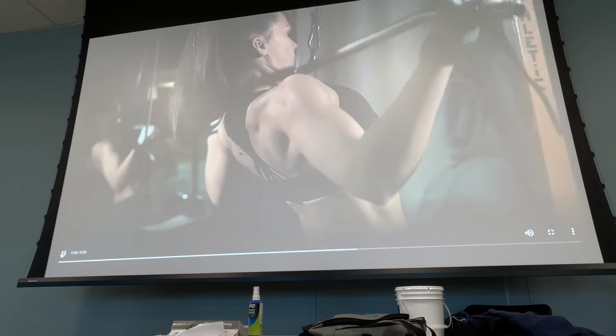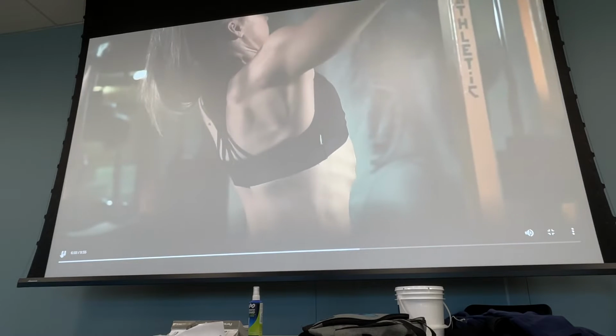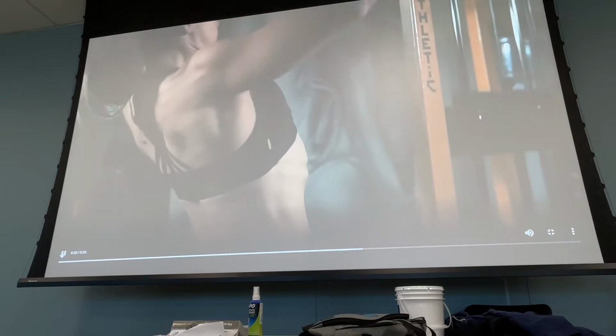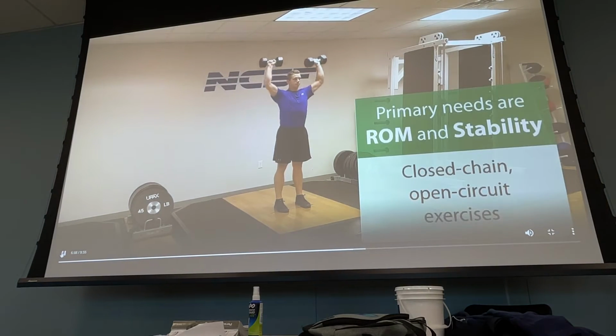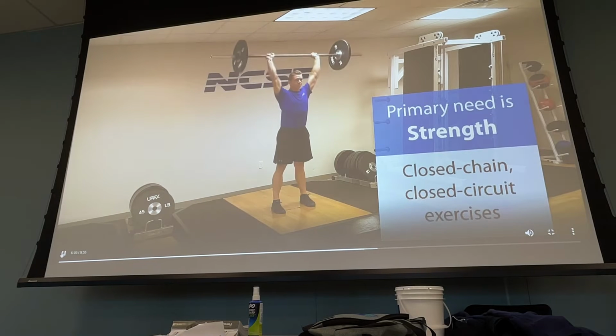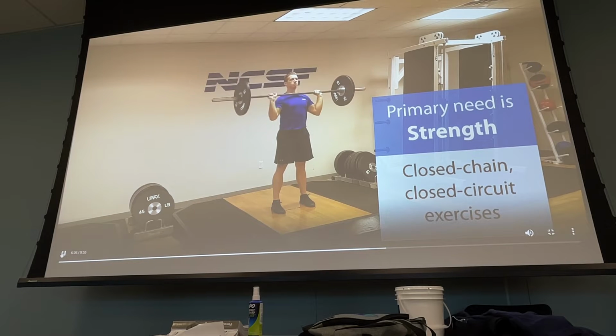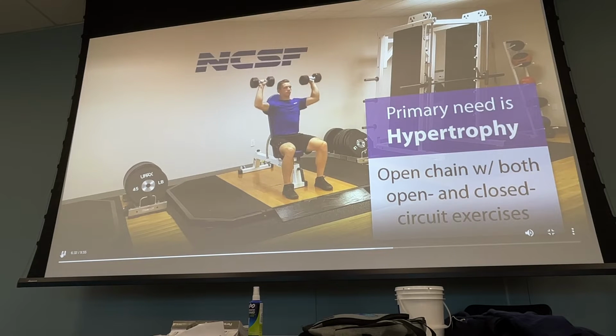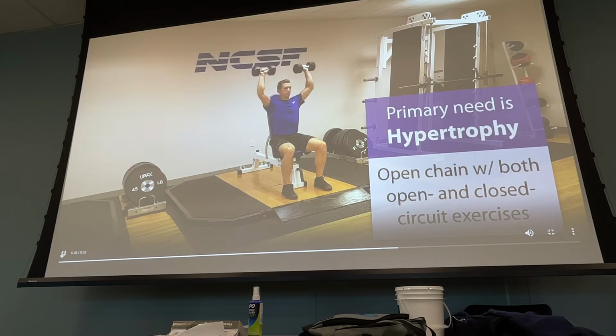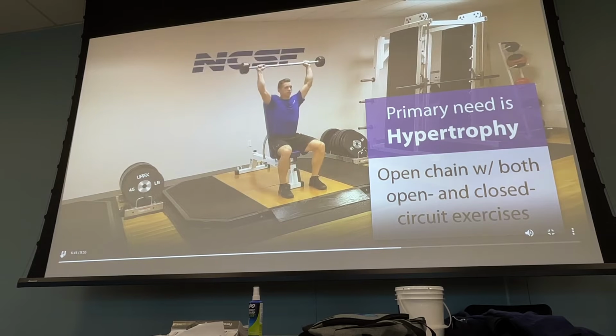As mentioned, chains and circuits should be manipulated to meet a client's specific needs. Consider the following practical applications. When the primary needs are range of motion and stability, closed chain open circuit exercises are the best choice. Here being the standing dumbbell press. When the primary need is strength, closed chain closed circuit exercises are the best choice. Here being the military press. And when the primary need is hypertrophy, open chain with both open and closed circuit exercises can be useful. Here being the seated dumbbell and barbell overhead presses.